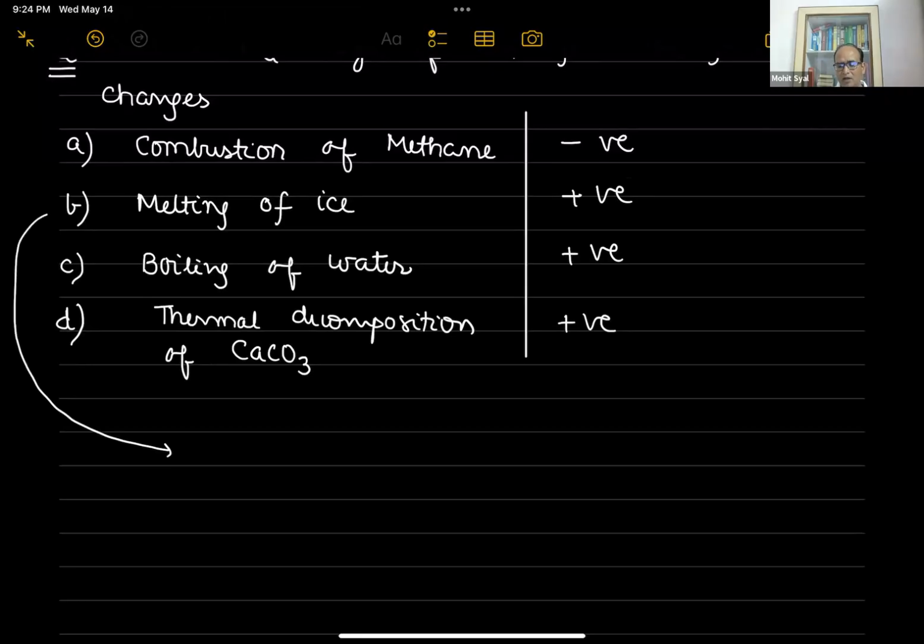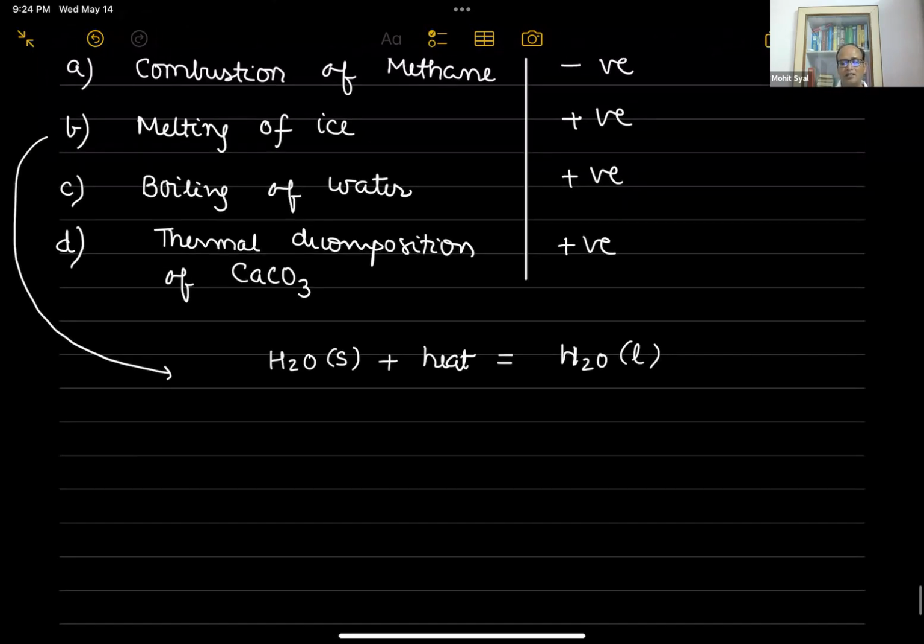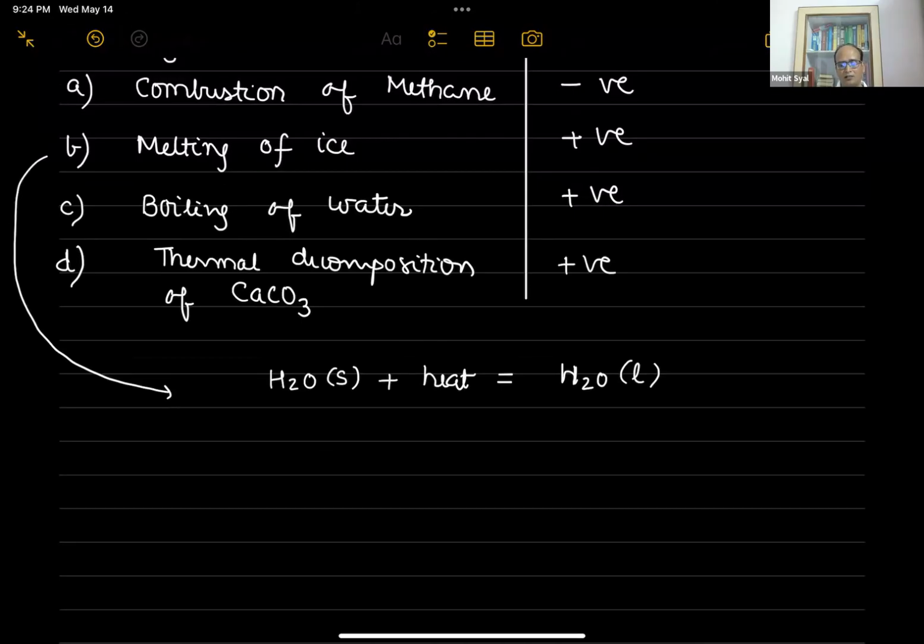It can be written like this: melting of ice. If I say so, you have H2O solid, and you are giving heat. Heat is being provided to the ice. This is basically ice. Got it?